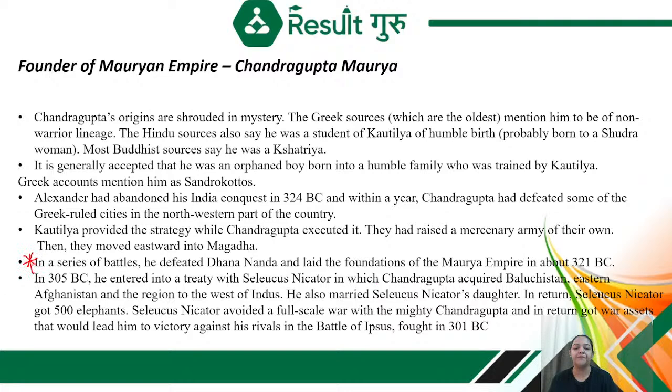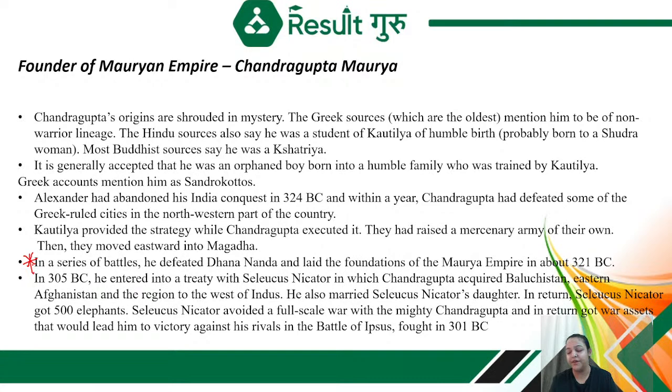Now, in 305, he entered into a treaty with Seleucus Nicator, in which Chandragupta acquired Balochistan, eastern Afghanistan, and the region of the West Indus. And as a result of the agreement they had, he also married Seleucus Nicator's daughter, Helena. In return, Seleucus Nicator gave him 500 elephants. Again, you can see a decisive factor in the victory of the Mauryas. Seleucus Nicator avoided a full-scale war with the mighty Chandragupta, and in return, he got a lot of assets that obviously would have led him to victory against his rival in the Battle of Ipsus.